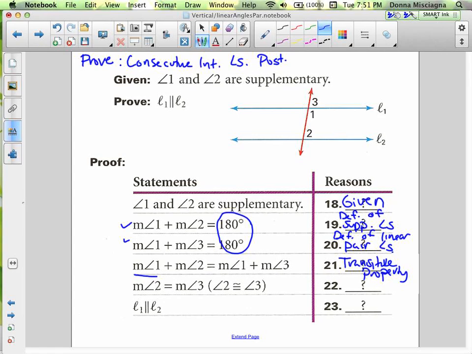Notice something is missing from both sides of the equation here. We are missing angle 1. What did we do to angle 1? We subtracted it. So to go from angle 1 plus angle 2 to just angle 2, and angle 1 plus angle 3 to just angle 3, we use the subtraction property.